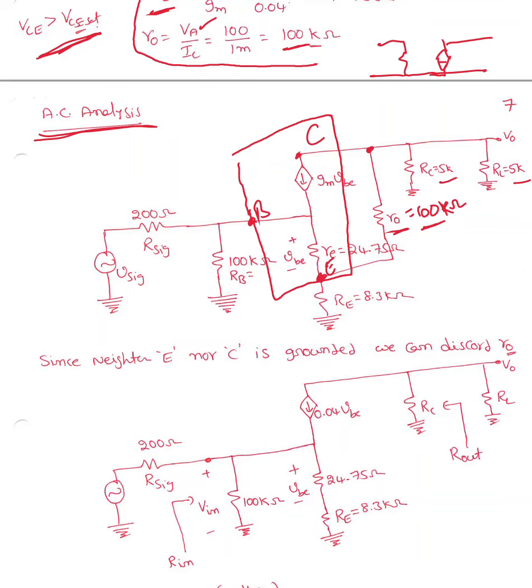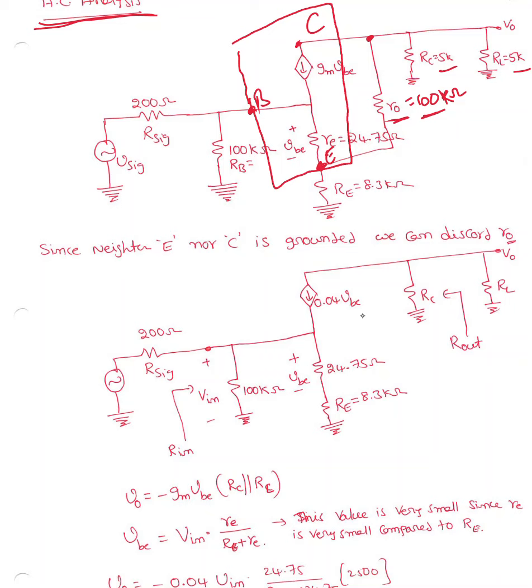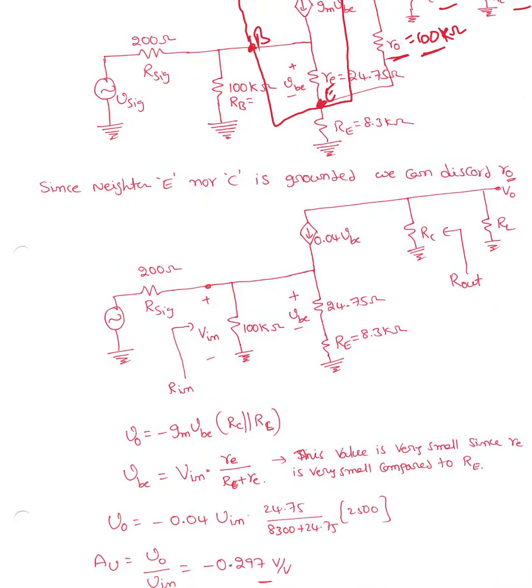So to avoid the error, it is going to be minimum. To avoid all those calculations, we are ignoring R0. If we ignore R0, this is how the circuit is going to be. So we need to find the gain.